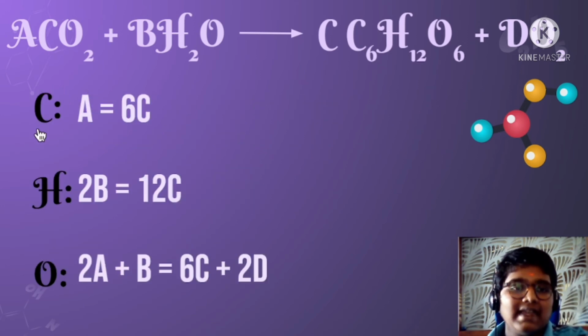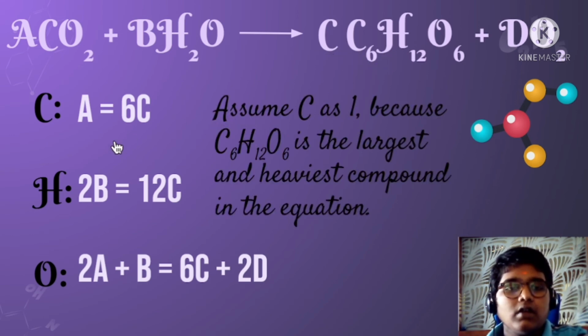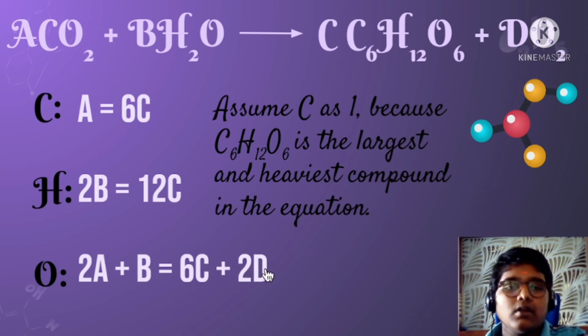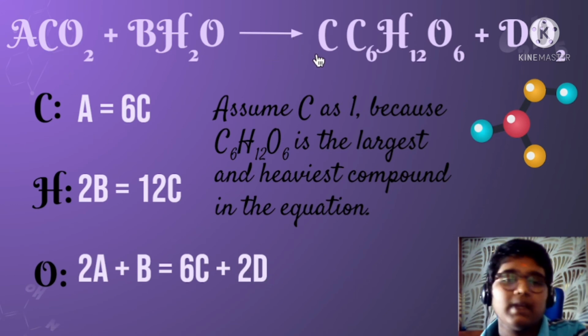So for C, which is the carbon element, there is only a single carbon, so 1A equals 6C. Now similarly we have 2B equal to 12C and 2A plus B equal to 6C plus 2D. As you can see, 2A oxygen plus B single oxygen gives us 6C plus 2D. By this statement you would understand how to frame equations from the chemical equation.